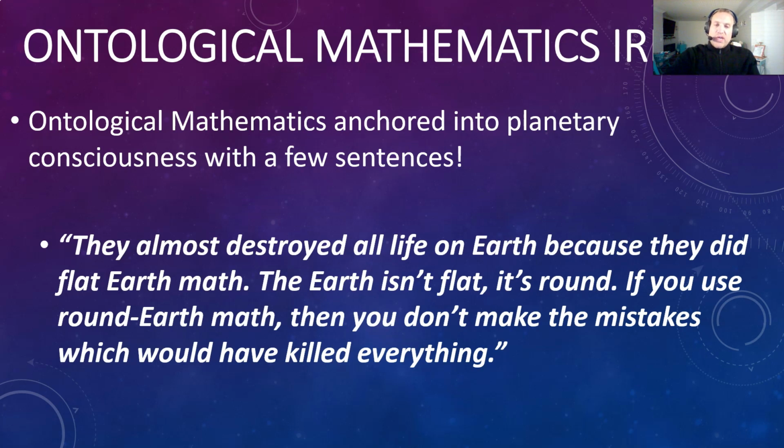So they almost destroyed all life on Earth because they did flat Earth math. The Earth isn't flat, it's round. If you use round Earth math, then you don't make the mistakes and conclusions which would have killed everything, which would have led to you killing everything by mistake, right? That's a great way to anchor ontological mathematics onto this planet, right? And that is what's happening. This is the real world test.